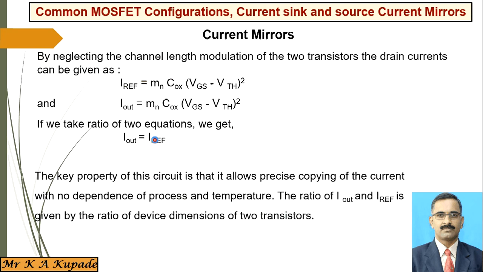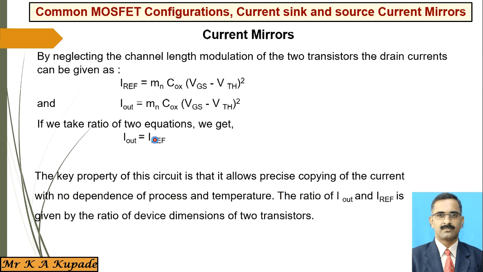Now the key property of the circuit is that it allows precise copying of the current with no dependence on process or temperature. There is no other dependence on process or temperature. The ratio of I out and I reference is given by the above ratio of the dimensions of the two transistors.